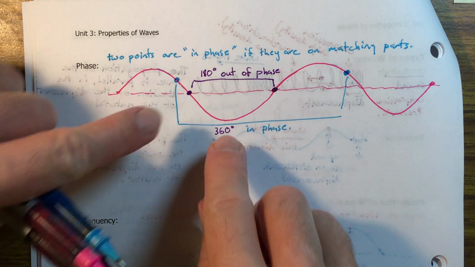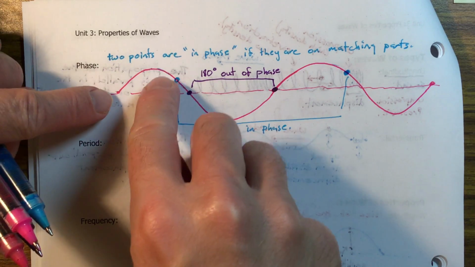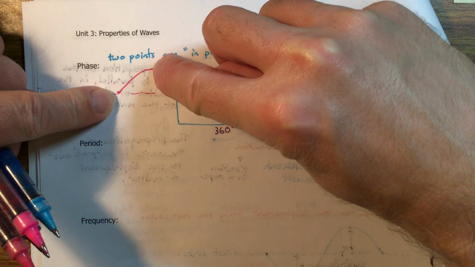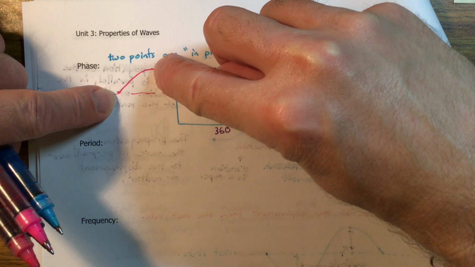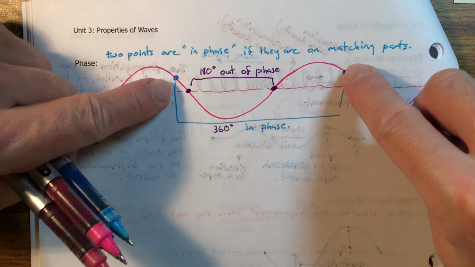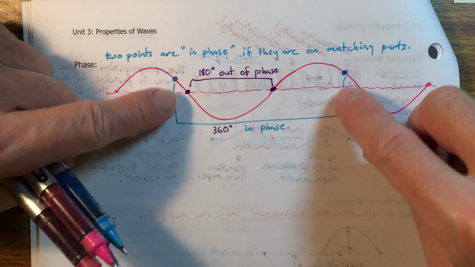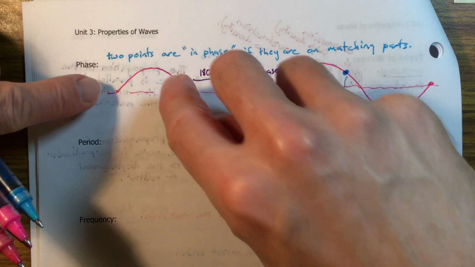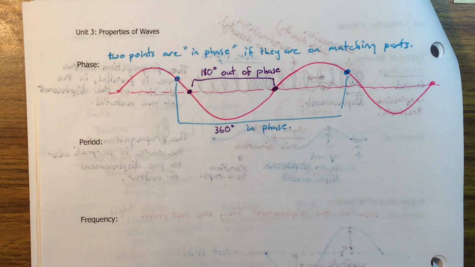Okay, you could also have 90 degrees out of phase. 90 degrees out of phase would be like here and here. A quarter of the way through the wave would be 90 degrees out of phase. So 360 degrees is like one whole wave away. 180 degrees is half of a wave away. 90 degrees would be a quarter of the wave away.